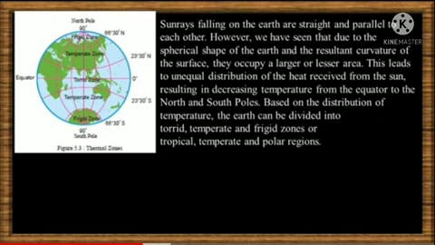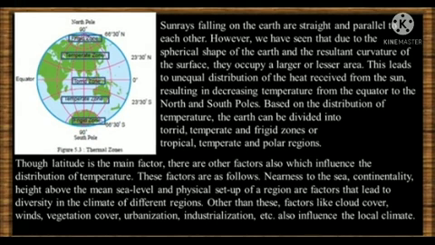The sun rays falling on the earth are straight and parallel to each other. However, we have seen that due to the spherical shape of the earth and the resultant curvature of the surface, they occupy a larger or lesser area. This leads to unequal distribution of the heat received from the sun, resulting in decreasing temperature from the equator to the north and south poles. Based on the distribution of temperature, the earth can be divided into torrid, temperate and frigid zones, or tropical, temperate and polar regions.